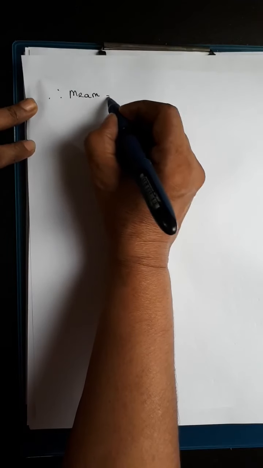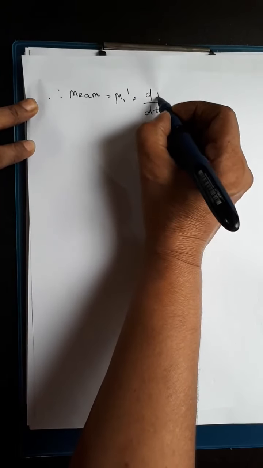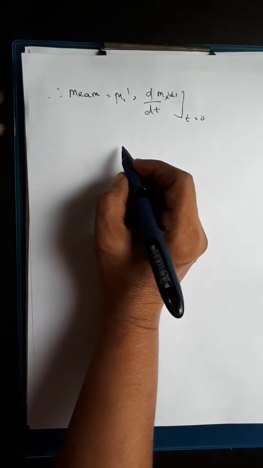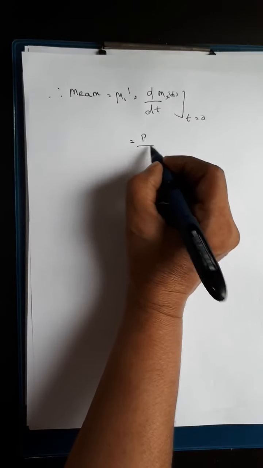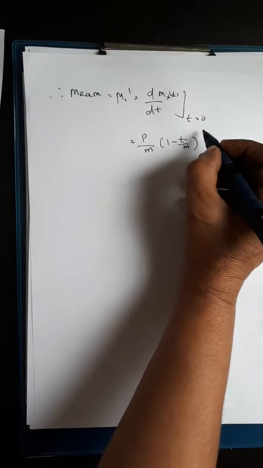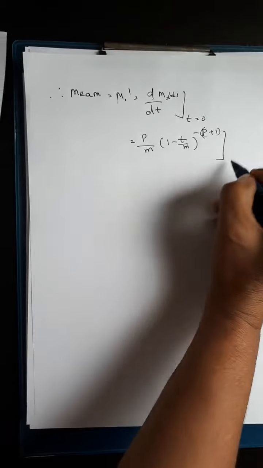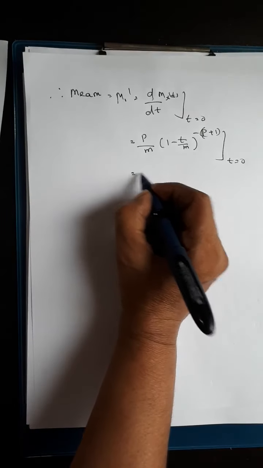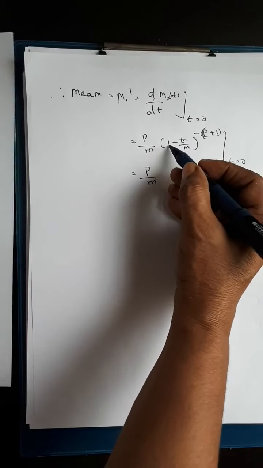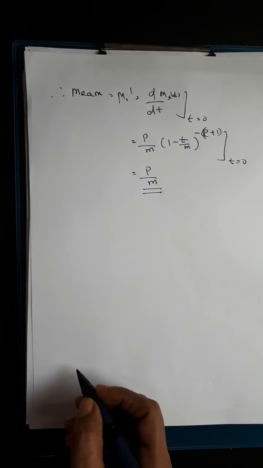Mean, that is mu 1 dash is equal to d by dt of Mx(t) at t equal to 0. That is p by m into 1 minus t by m raised to minus p plus 1 at t equal to 0, which is equal to p by m. That is putting t equal to 0 here. We have a 1 in this bracket, so we are getting mean as p by m.